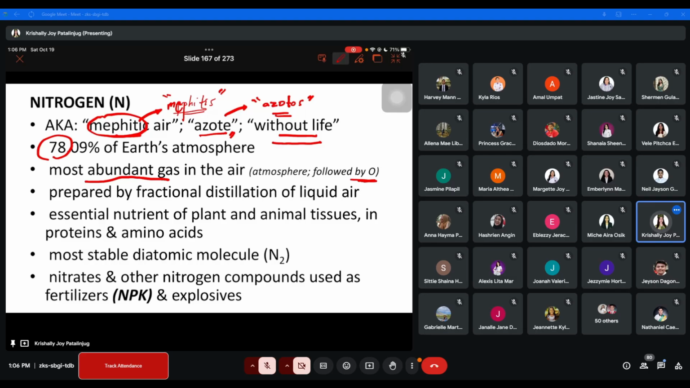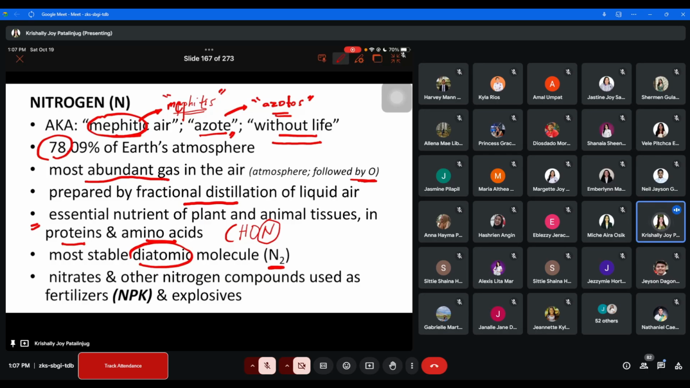For its preparation, fractional distillation of liquid air. For its importance, essential siyang nutrient of plant, a component of proteins, and even amino acids. Proteins are made up of carbon, hydrogen, oxygen, and nitrogen. So component siya ng amino acids, the monomer units ng proteins, including the biological complex macromolecule proteins. For its existence in nature, kindly take note, it is most stable at its diatomic molecule. Di ba? Part siya sa 7 stable diatomic molecules in the air, in the atmosphere. 7 yon yung diatomic molecule. So, parte doon si nitrogen.